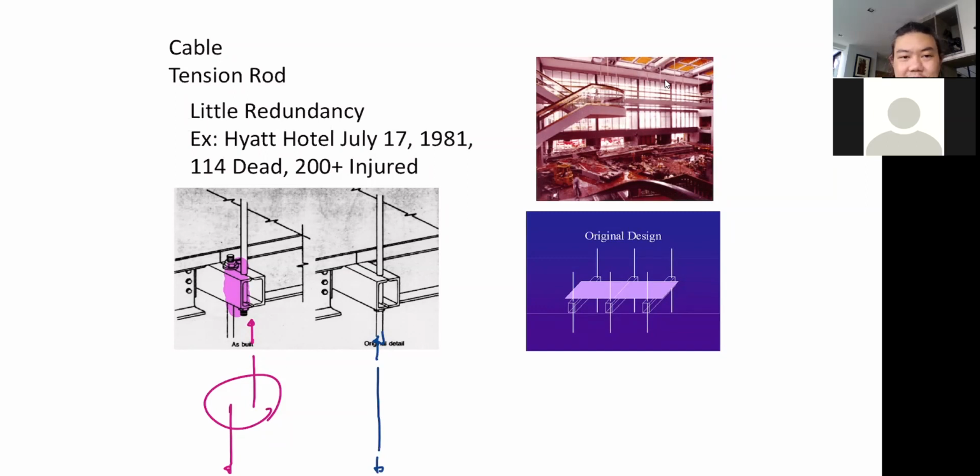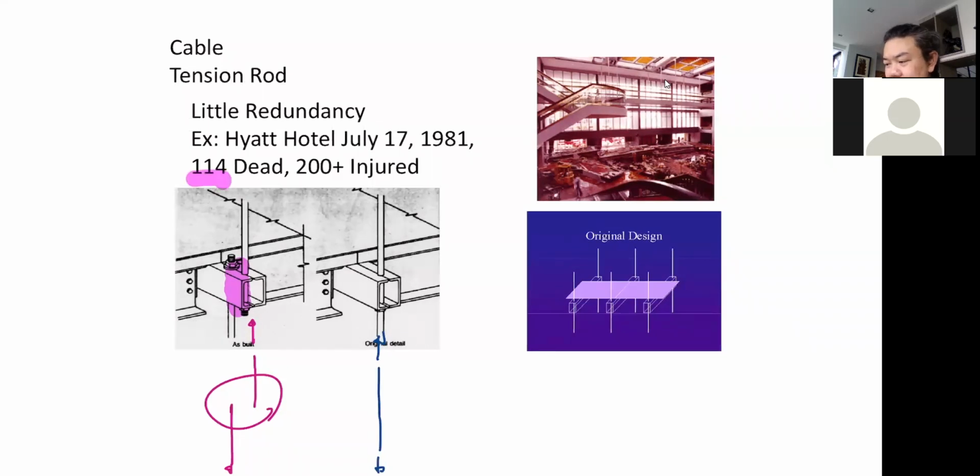And it just so happened that when something bad is going to happen, the load would be full, right? So you see the number, 114 dead, more than 200 injured. So sometimes experience does teach you something. And this is the country where they are very, very good at engineering.